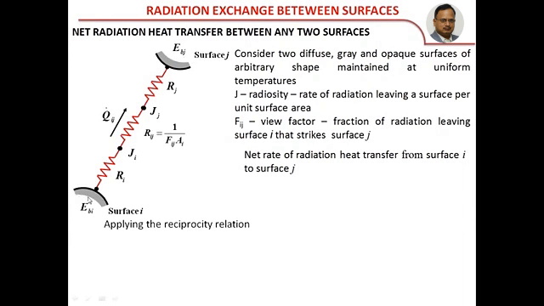A surface I is there, which emits some amount of energy; overcoming its surface resistance, Ji is leaving. Another surface J is there; overcoming its surface resistance, Jj is leaving. But as we have seen, not the total amount of energy leaving one surface will fall on the other surface. Only a fraction of it will be received by the second body. That leads to another resistance called shape resistance.